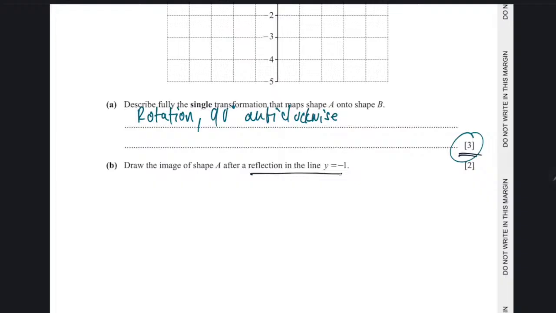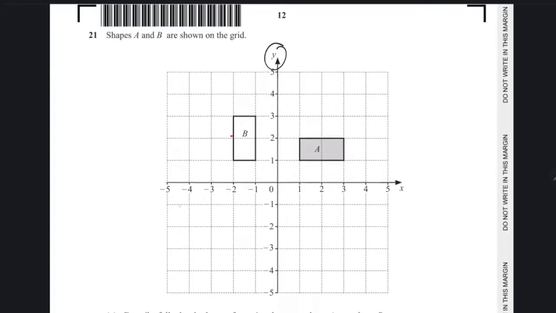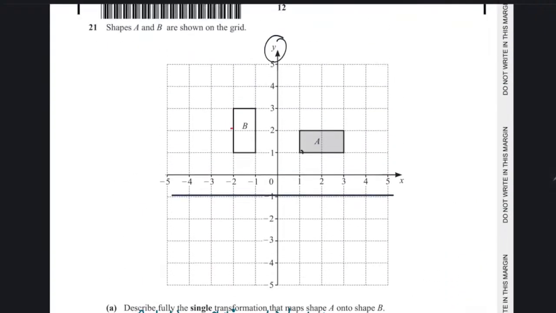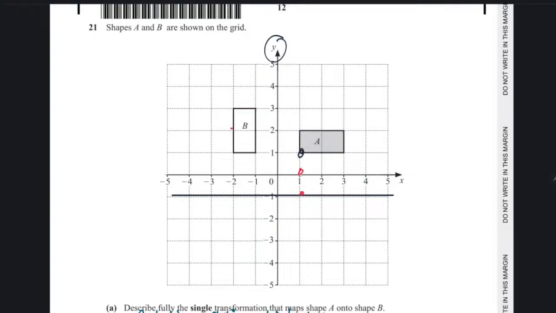Draw after a reflection in the line y equal to -1. You go on the y-axis where it is at -1. You do it like this. Then they want reflection of A. So you take this point. You see how many points to get to the middle line. You go 1, 2. You now go to the other direction. 1, 2. So it will be now here.